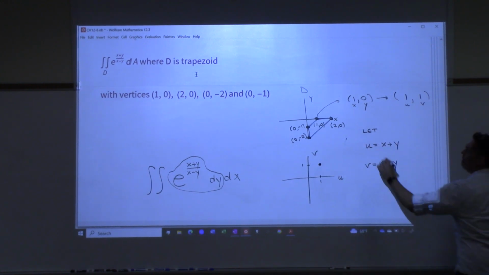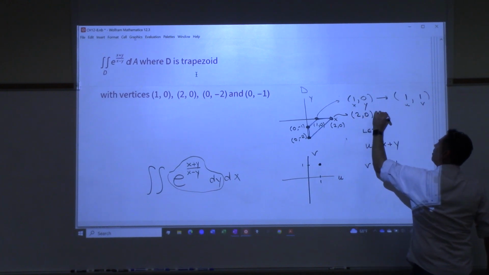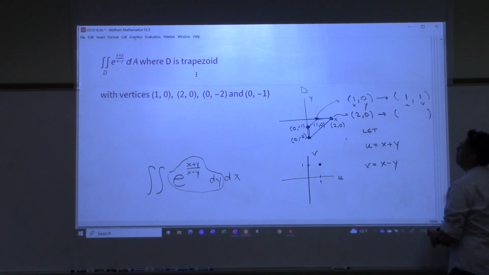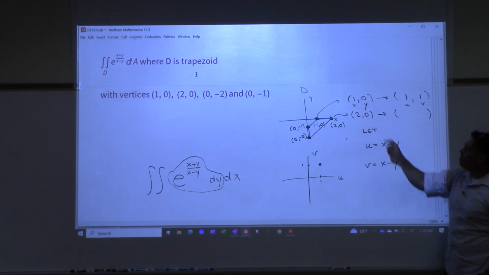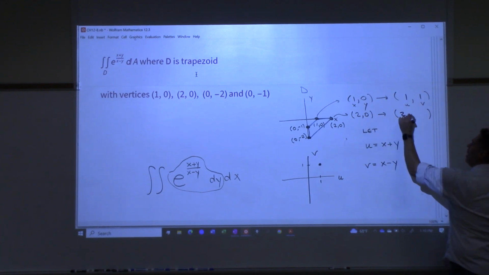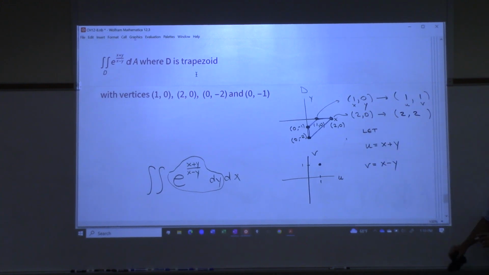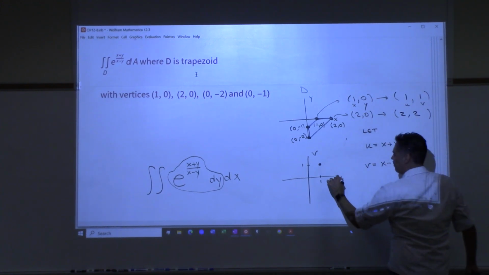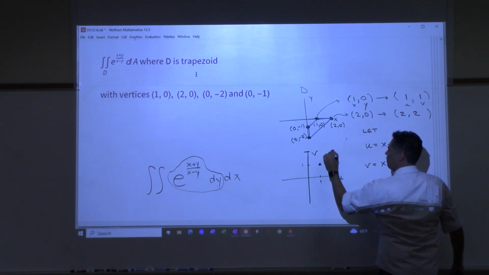And then we have, let's take this next point, 2, 0. When I transform that over to the uv, to get u again, I add the two coordinates together. So 2 plus 0 is 2. And then when I do 2 take away 0, I get 2 again. So 2, 2. Up here.